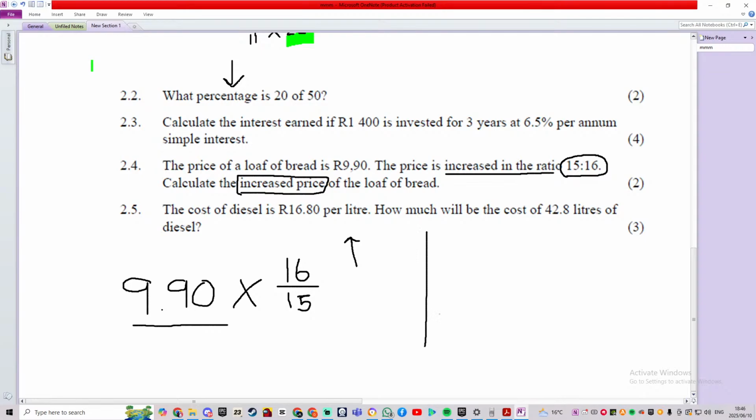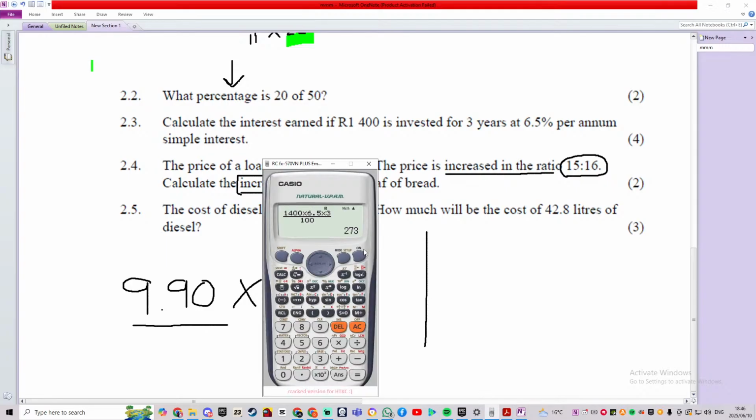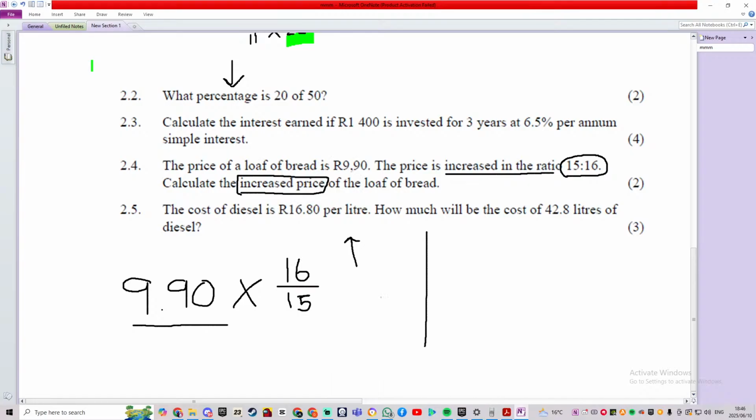It's important to note, if we were to do 15 over 31 and 16 over 31, let me just double check your answer there. 15 over 31. And 16, no. Yeah, this is increasing ratio.